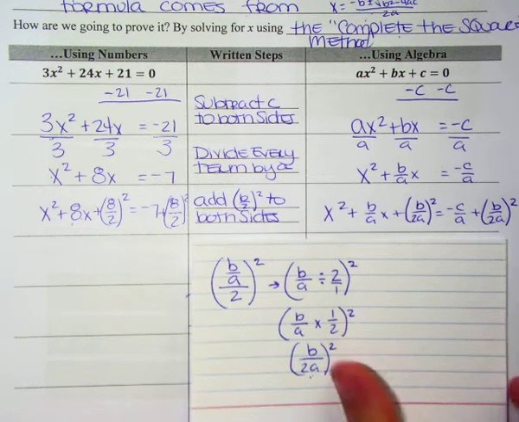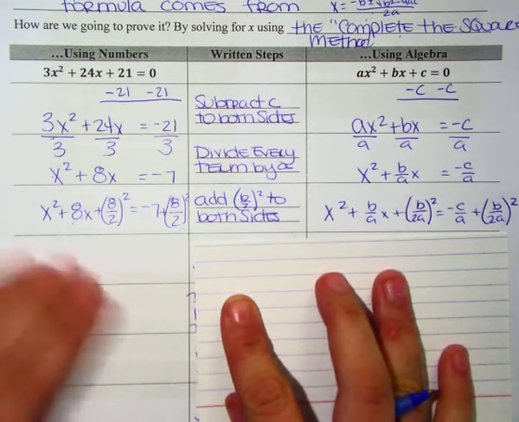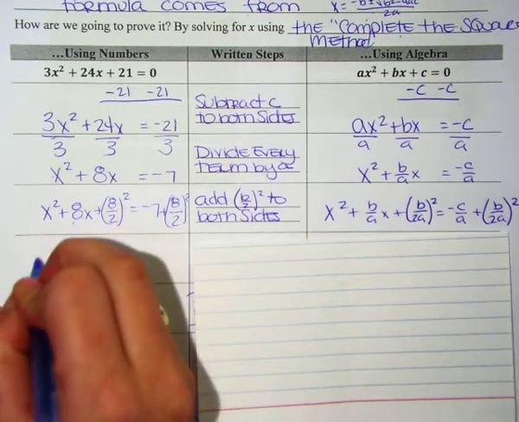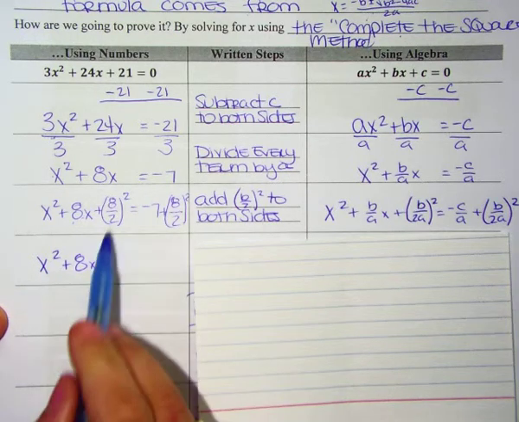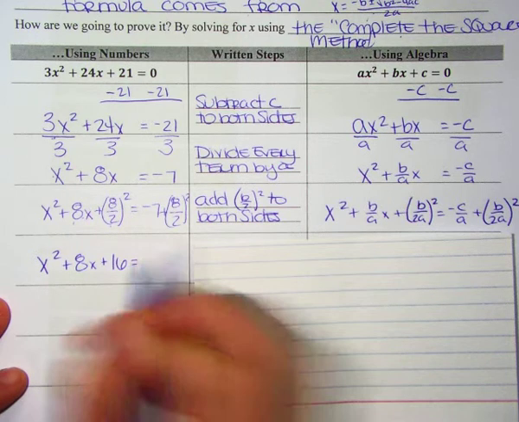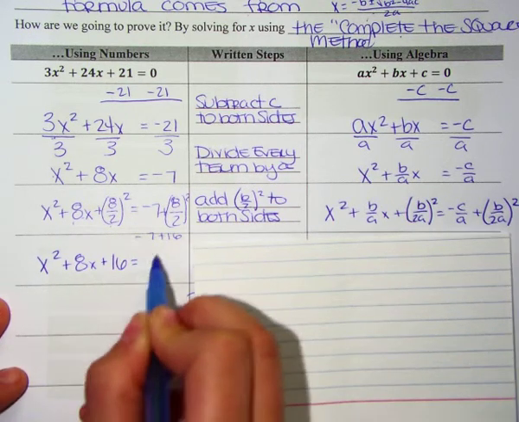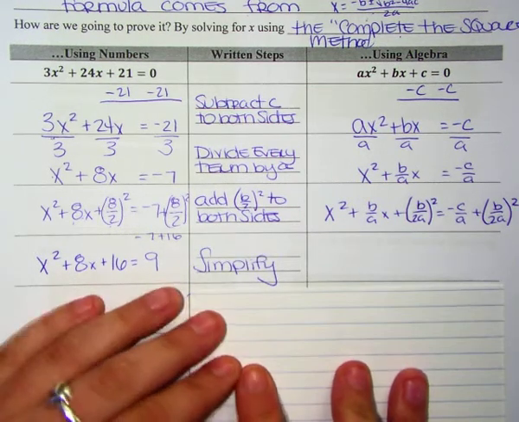Switch these cards out. So now what we want to do is take this and simplify it. x squared plus 8x plus 8 divided by 2 is 4. 4 squared is 16. Equals negative 7 plus 16, which is 9. All we did is we simplified.